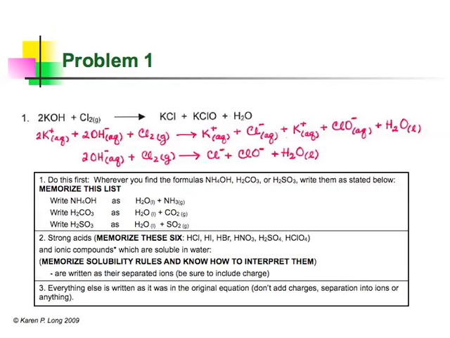Next, we're going to have to see what cancels. If you have identical ions on both sides of the equation, and you have the same number of them, they will cancel out. Here we have two K pluses on the right, they're separate, and that cancels the two K pluses on the left. The result is the net ionic equation, which you see.